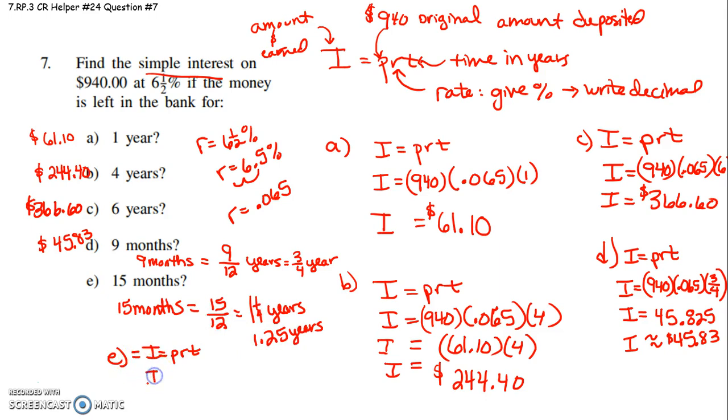15/12 is 1.25 years. So for letter E, I equals 940 times 0.065 times how many years? 1.25 years. Let's see what that is. 940 times 0.065 for the rate times 1.25 years. All right, great. The interest after a little more than a year and 3 months will be 76.375, which we'll round to $76.38.